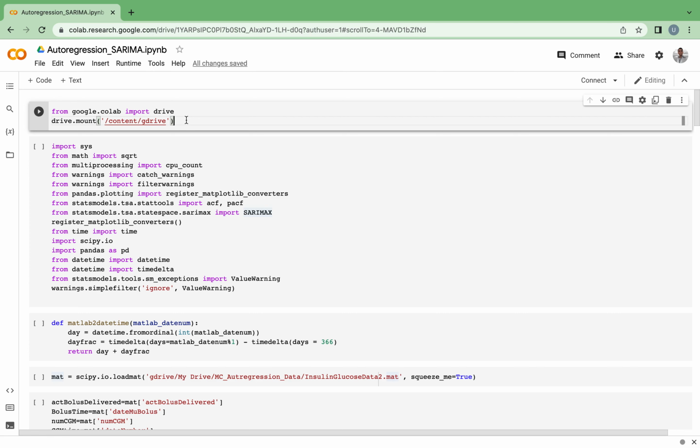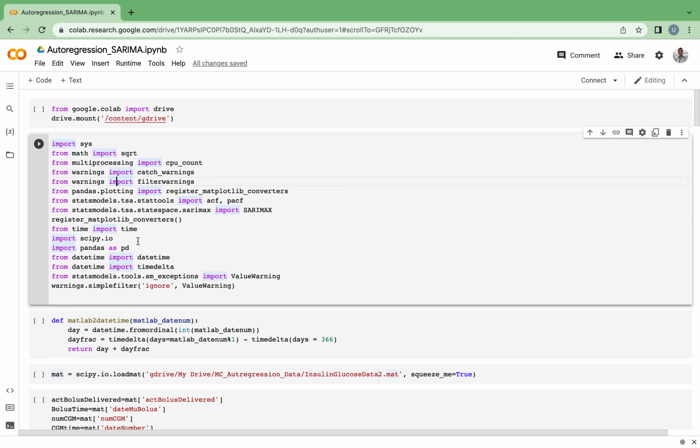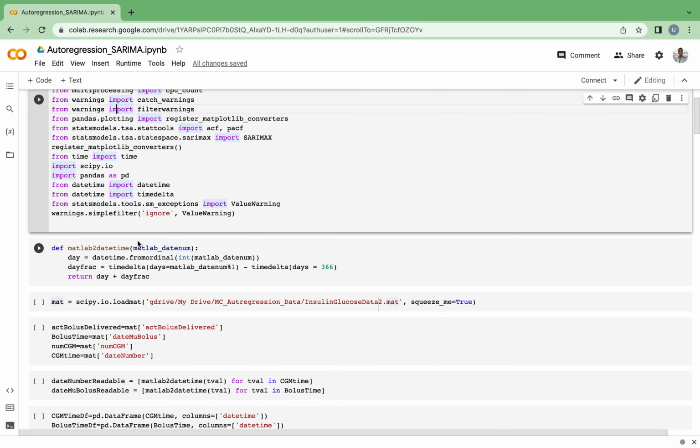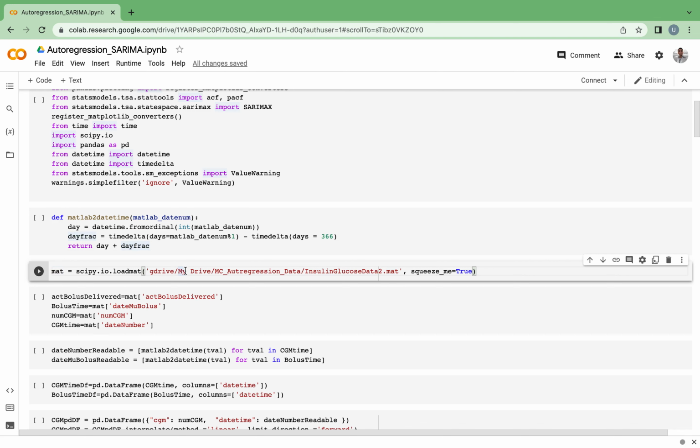So for the implementation of this algorithm, I am using Google Colab and I have mounted it on the drive over here. First of all, I am importing all the necessary libraries. Then in the next step, I am processing the data file. Since the provided data file is in .mat format, I am converting it into a pandas data frame so that it can be used easily.